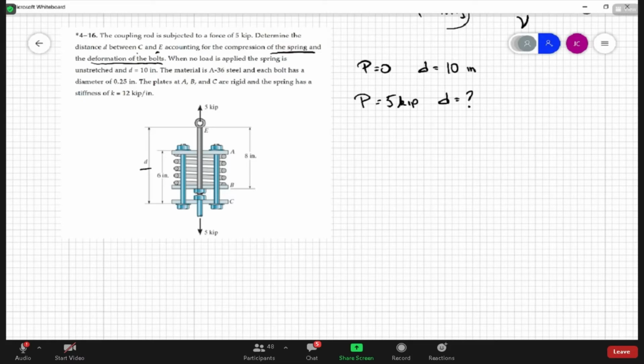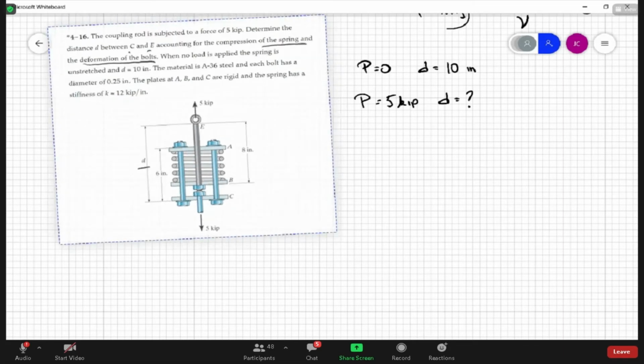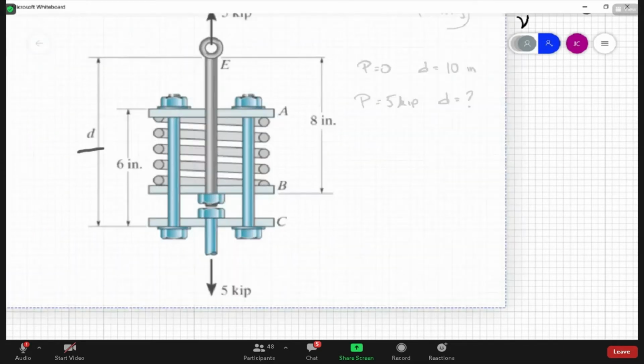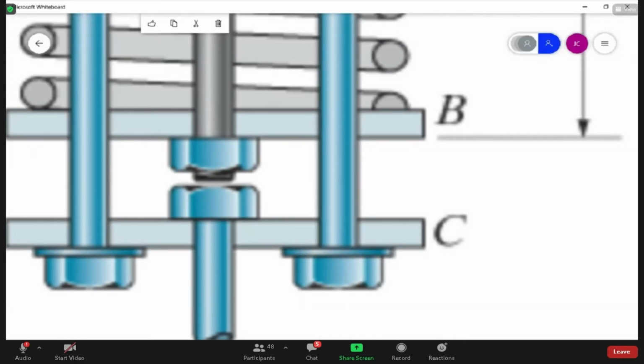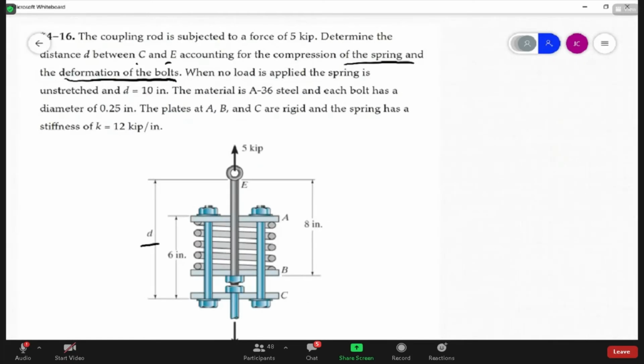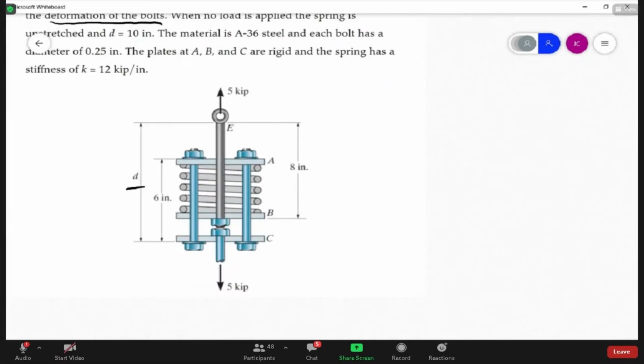All right. So plates A, B, and C are rigid, and they give you the spring stiffness. What's a little bit hard to see here, I think, if we zoom in on this, is that there is a gap here. I don't know if that's part of the confusion or not.